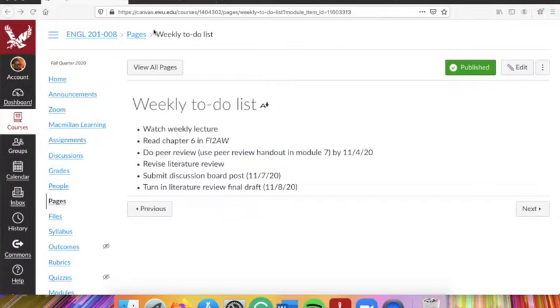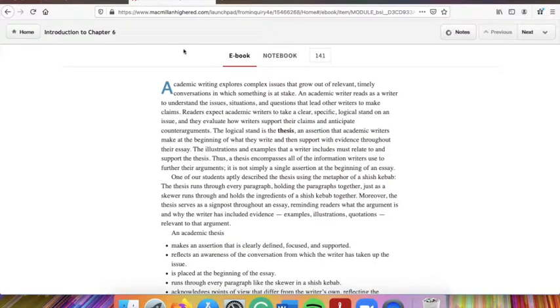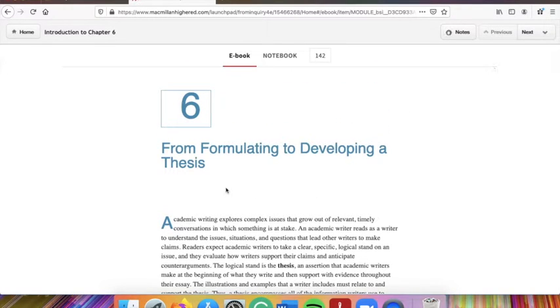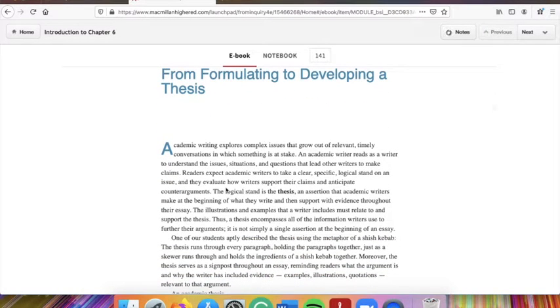Let's move on to Chapter 6 because this deals with formulating and developing a thesis. Academic writing explores complex issues that grow out of relevant, timely conversations in which something is at stake, and we've been harping on that, and that's why the subjects you have are what you have. Whereas if you'll notice in 101, you may have gotten to do a cultural artifact that wasn't really timely and relevant. This has to be timely and relevant, and that's what we're trying to get you to do.